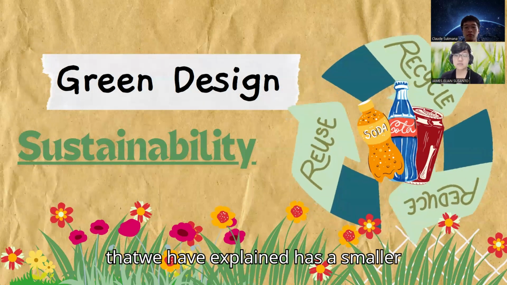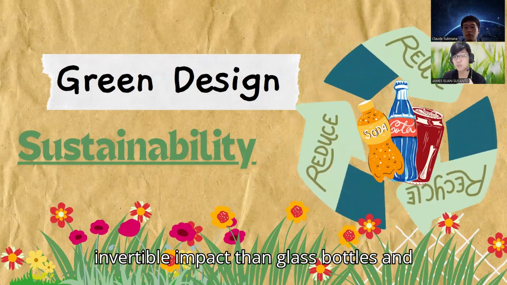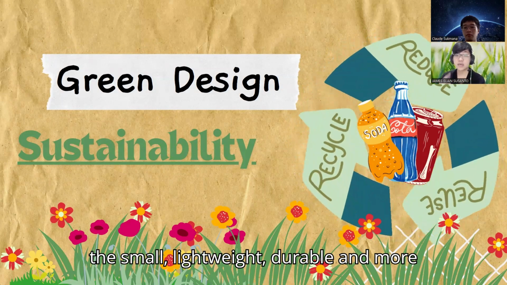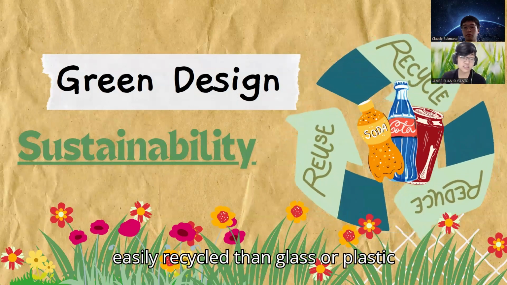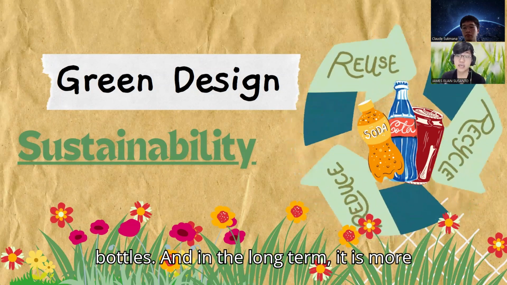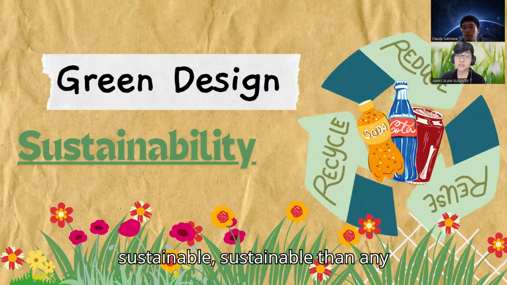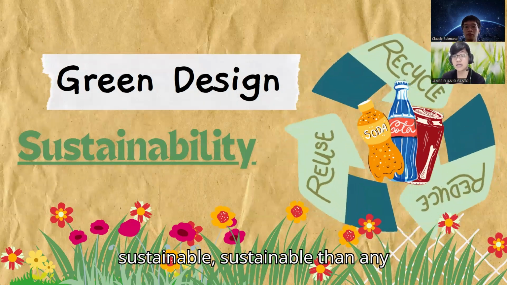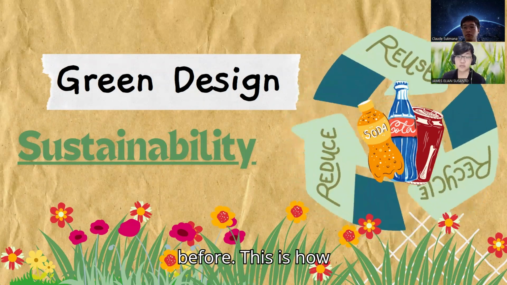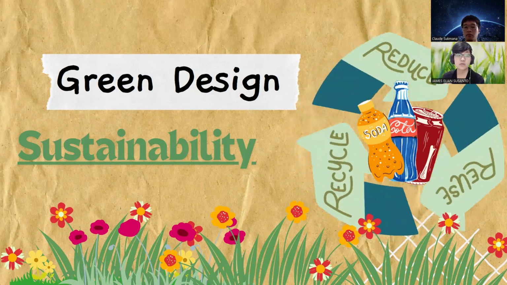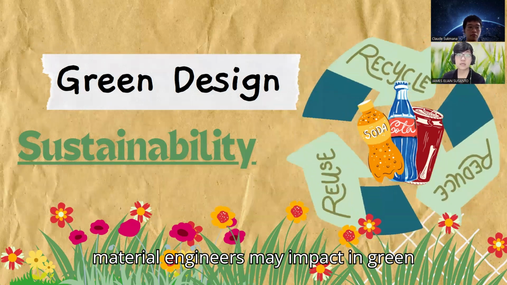The aluminum cans that we have explained have a smaller environmental impact than glass bottles. They are more lightweight, durable, and more easily recycled than glass or plastic bottles. And in the long term, they are more sustainable than any other materials that we have explained before. This is how material engineers may impact green design.